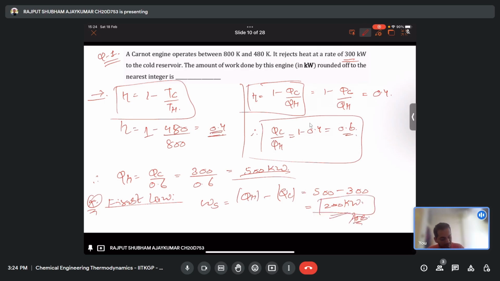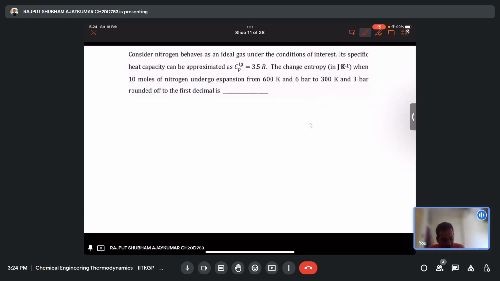What has been asked is the amount of work done by the engine in kilowatts. This is how you calculate it simply from the efficiency equations I've given here. So 200 kilowatt is the amount of work done by the engine, which is to be rounded up to the nearest integer. We don't have to round up; it's already coming in hundreds. Okay, we'll go to the second question.